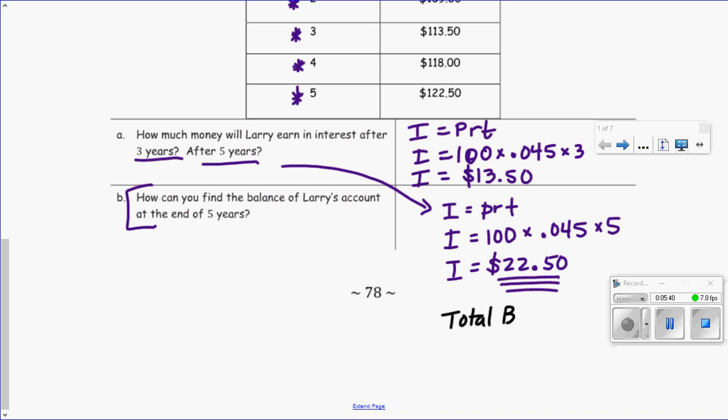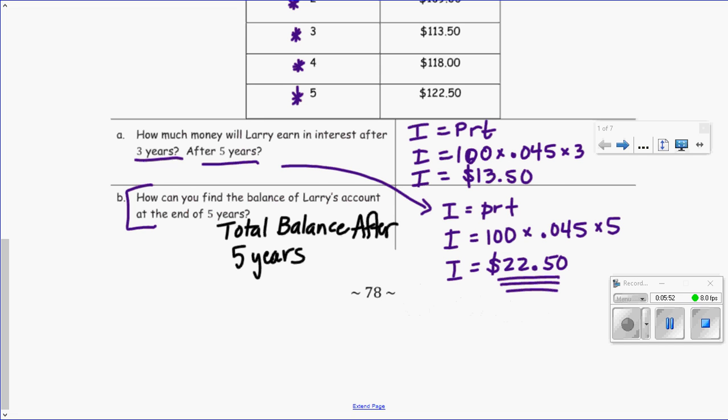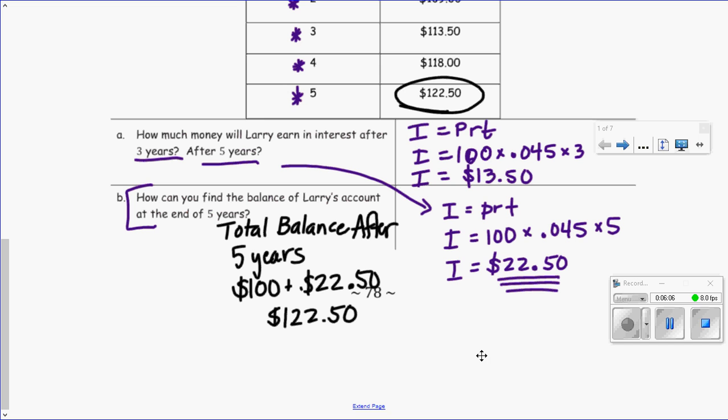So total balance after 5 years, that would be the $100 that he started with plus the interest, $22.50. Okay, that's a really easy problem to solve, and that's where the $122.50 comes from. So now that's his account balance. So his starting amount plus his interest will leave you with his balance. Okay? All right, let's go on to exercise 1.